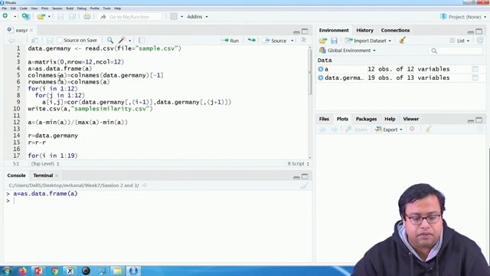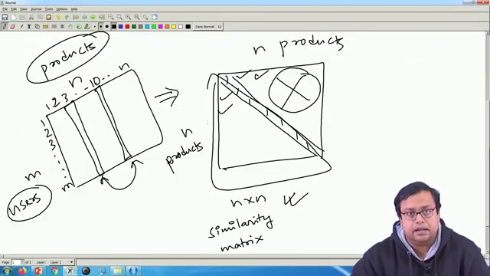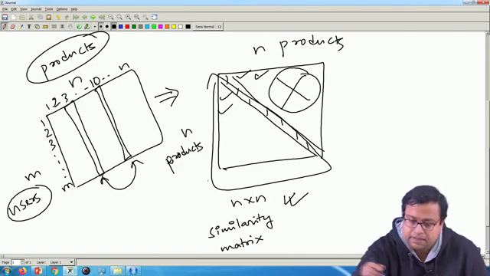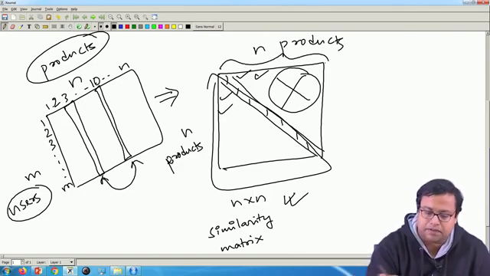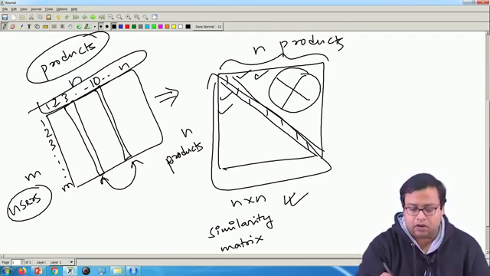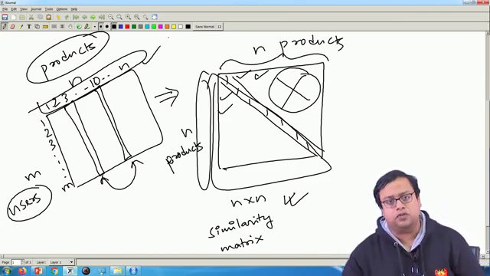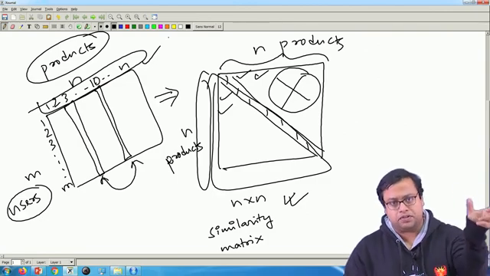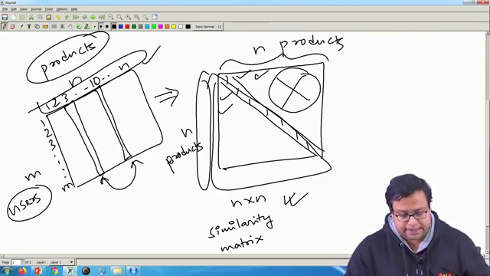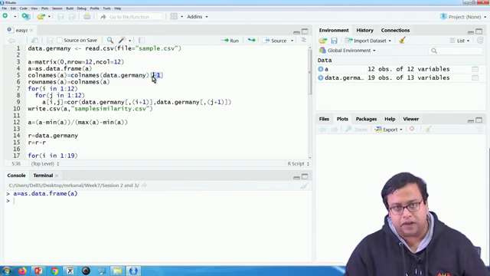and then what will be the name of the data frame? Remember, this is the matrix that looks like this. The column names of this matrix will be similar to these values, and the row names will also be the same. So, the row names and column names both will be similar to the column names of the first original raw data set. So, colnames of A is equal to colnames of data.Germany. Why -1? Because the first entry is user, that I will not take.